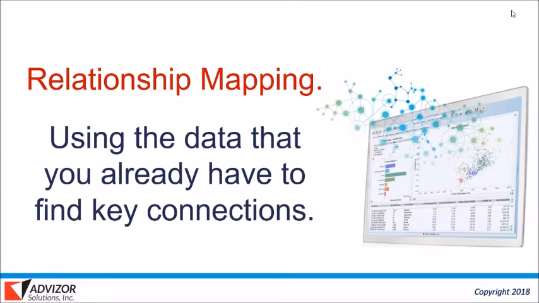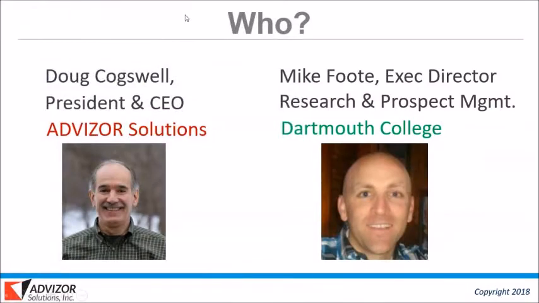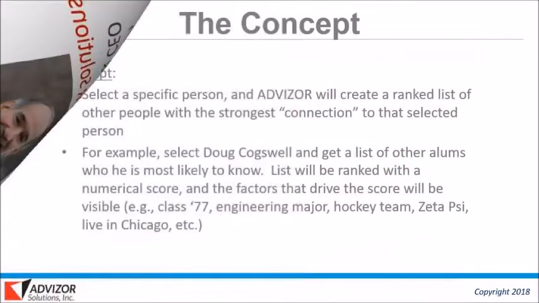I'd like to take just a few minutes to talk about relationship mapping and some work we've recently done with Dartmouth College. And I'm going to be joined by Mike Foote, who is the Executive Director of Research and Prospect Management at Dartmouth College. We spoke together on an Ellucian Advancement Week webinar a couple weeks ago. But let me just describe the concept first.